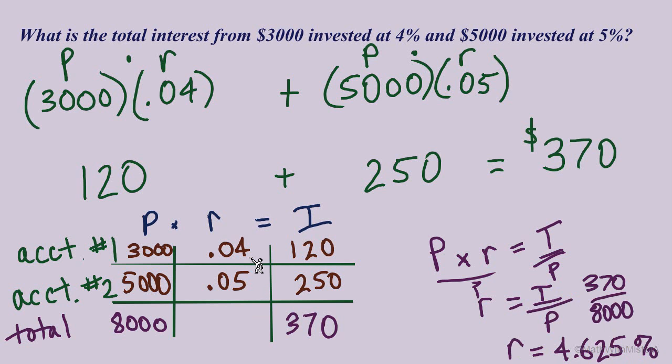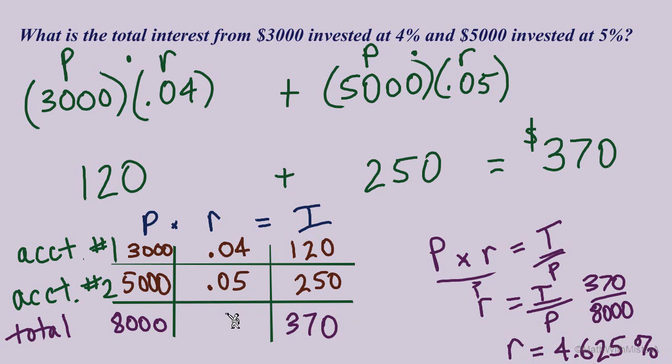Now in these mixture problems, the total rate must be in between the rates of the individual accounts, because we actually are getting an average. It's a weighted average. So we weighted the 5% more because there was more principal in that account. And that's why our final rate is closer to the rate of the account number 2 than it is to account number 1, because there was more money there, so our average rate is closer to the 5%.